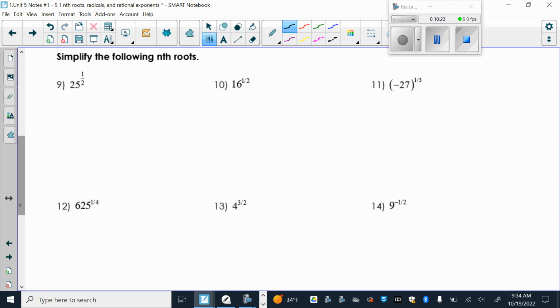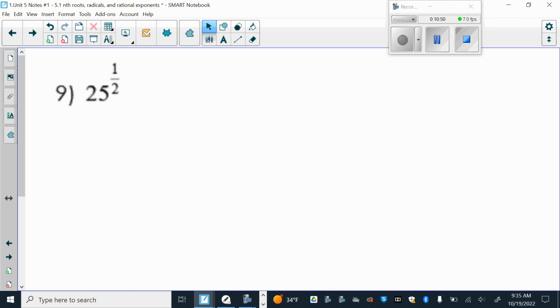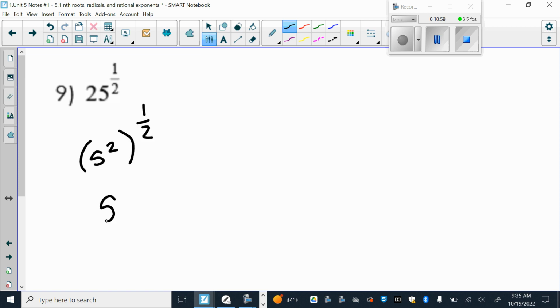So understanding that relationship between radical form and exponent form helps us then simplify various rational exponents. For example, number 9, 25 to the 1/2 power. If you are good with your properties of exponents, you could use your properties of exponents. 25 is 5 to the 2nd power. Power to a power we multiply. So this is 5 to the 1st power, which is just 5.